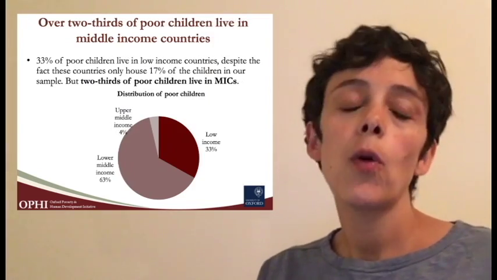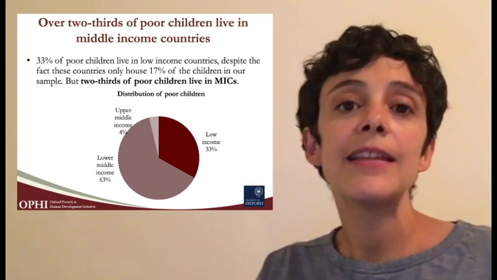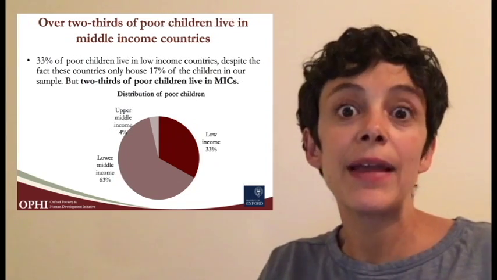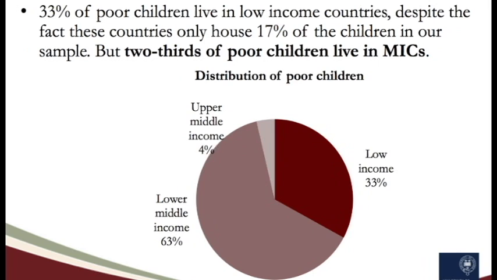When we look at where the MPI poor children live in terms of countries' income category, we see that a little bit over 2/3 of the MPI poor live in middle-income countries. But we also see that close to 1/3 of the MPI poor live in low-income countries. And these countries only house 17% of the child population.